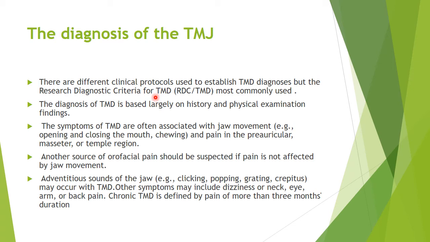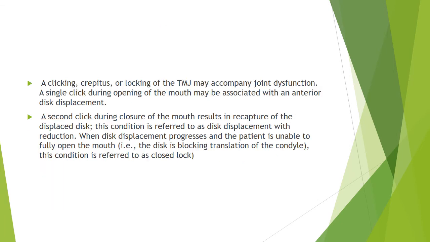taking a history and physical examination to see if there is any pain. Some myogenic pain is going to be represented in the temporomandibular joint, or sometimes it is going to be referred to a different area. Again, during the examination we look for any limitation, any deviation, any asymmetry of the face, or even popping, crepitus, or extension to the neck, dizziness, neck involvement, eye involvement, as I have mentioned. The clicking, or crepitus, or locking, sometimes may accompany joint dysfunction.